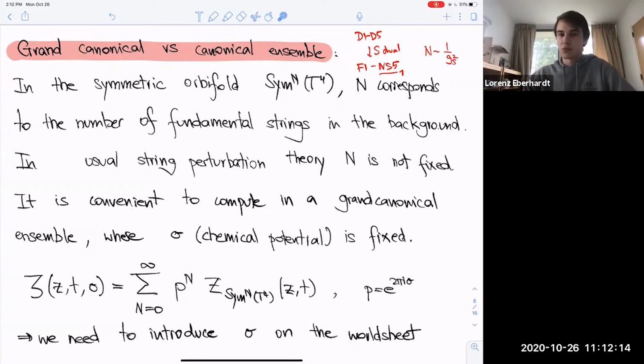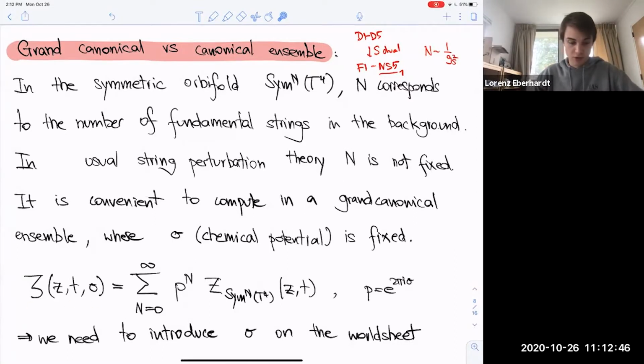So it seems that in string perturbation theory, it's very hard or impossible to reproduce the partition function of the symmetric orbifold, because n is not fixed. However, you can compute something related. This you can think of as being a canonical ensemble, because the number of strings is fixed. But it's convenient now to go to a grand canonical ensemble, where instead of fixing n, you fix an associated chemical potential, which I call sigma. So you compute a grand canonical partition function.